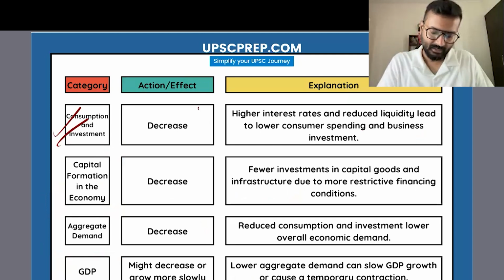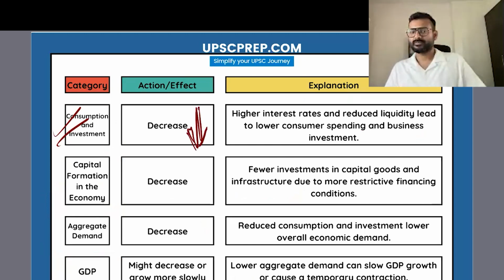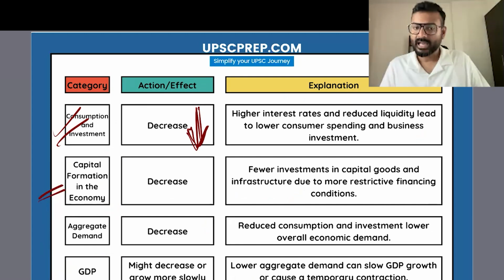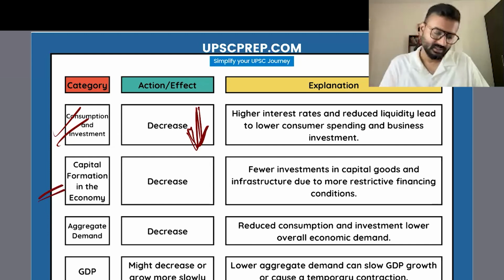Money supply is less, people are getting fewer loans, so consumption and investment both will decrease. Okay. This will have a direct impact on capital formation in the economy. So lesser buying of capital goods, lesser setting up of factories, lesser investment, lesser building of infrastructure, everything will decrease.